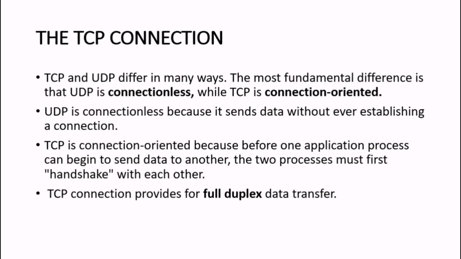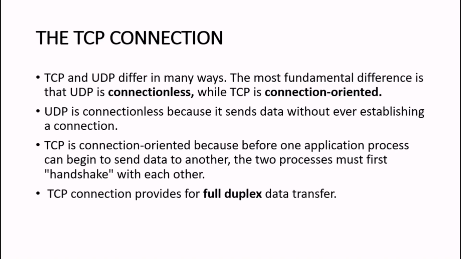Today we're going to continue on the transport protocol layer. Last week we already discussed UDP, User Datagram Protocol. So today we're going to discuss TCP, Transmission Control Protocol. TCP and UDP differ in many ways. The most fundamental difference is that UDP is connectionless while TCP is connection oriented.